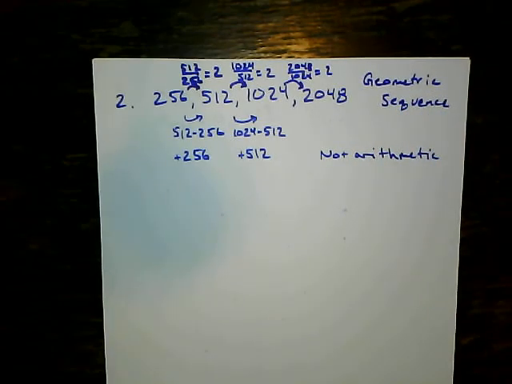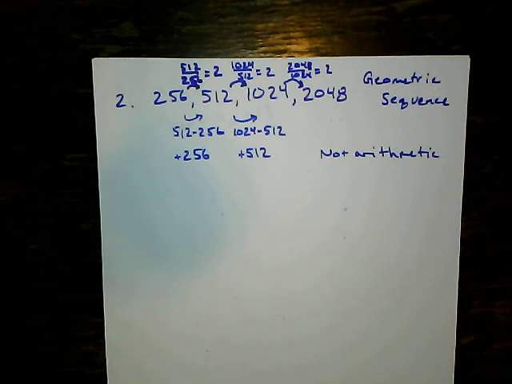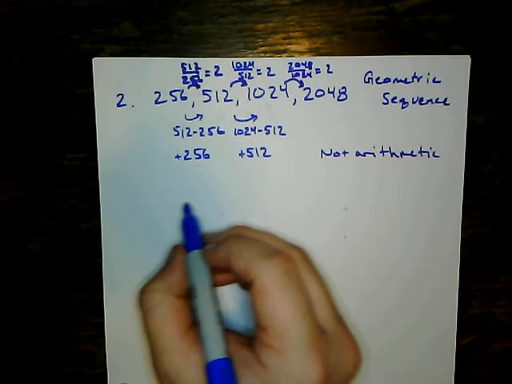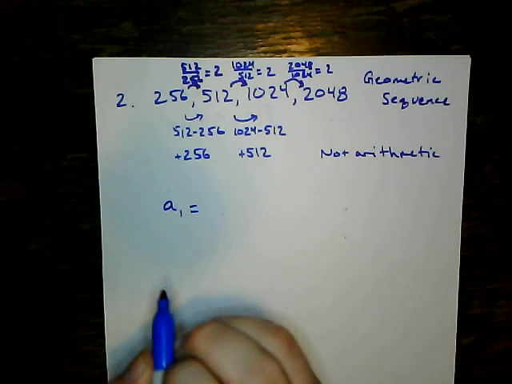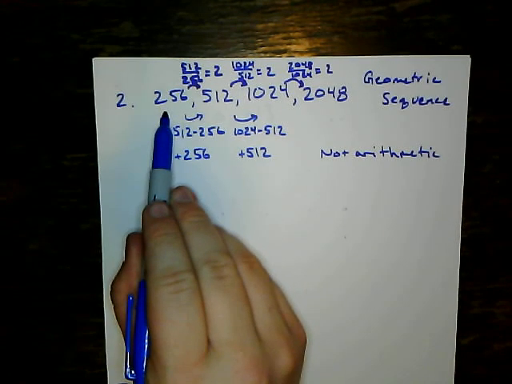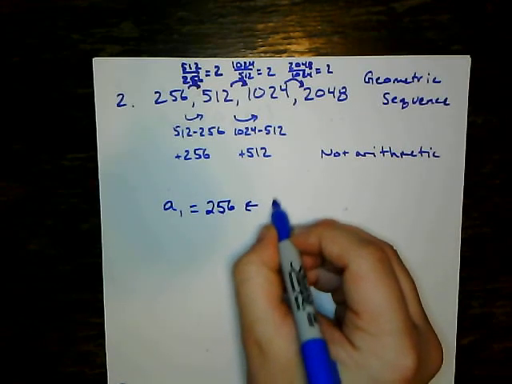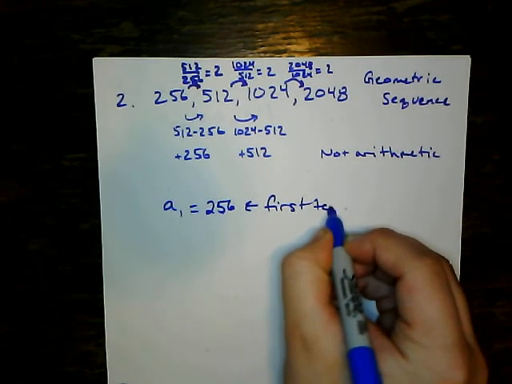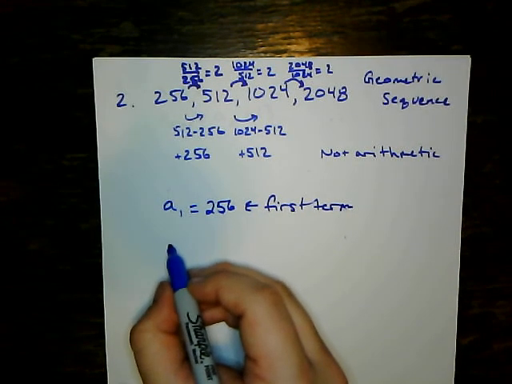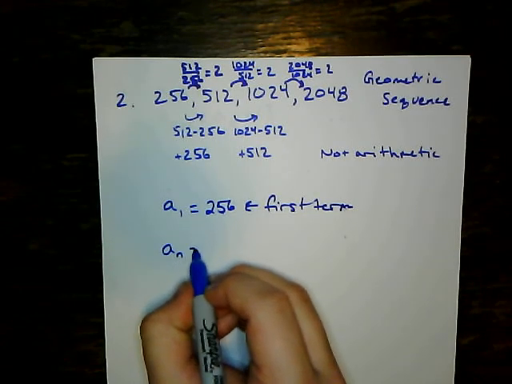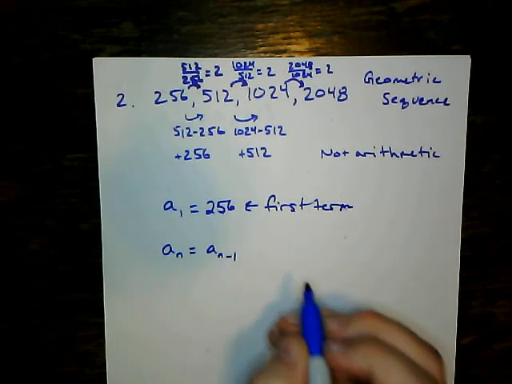So we have to now write a recursive formula for this sequence. Let's take a look. We want A1, that's our first term. First term. And we'll go ahead and use A_n equals A_(n-1). We can always start with this.